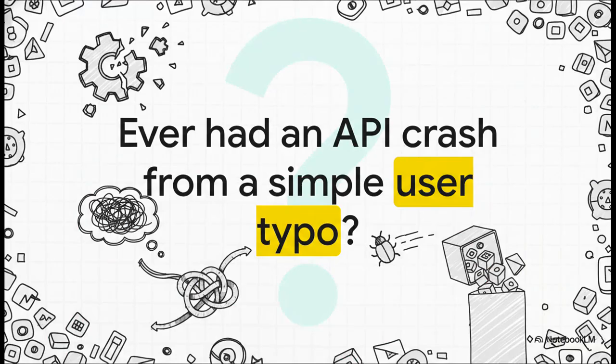So let me ask you this. Have you ever had an API just fall over in production because of a simple typo from a user? You know, you've been there, right? It works perfectly on your laptop, but the second it's out in the wild, someone sends a string where a number should be, and boom, it's down. Or maybe it just grinds to a halt when traffic picks up. And don't even get me started on documentation or the lack of it. It's a developer's nightmare for sure.